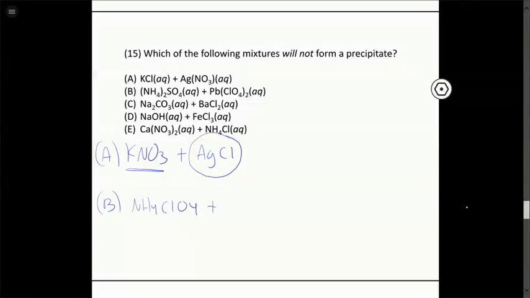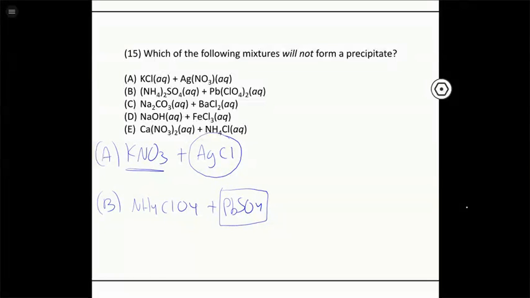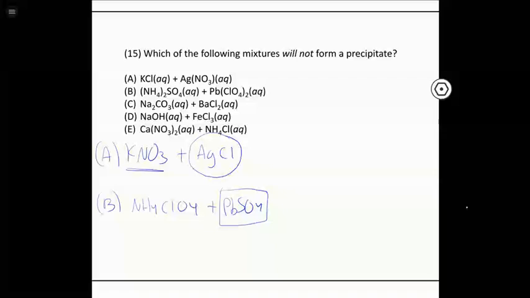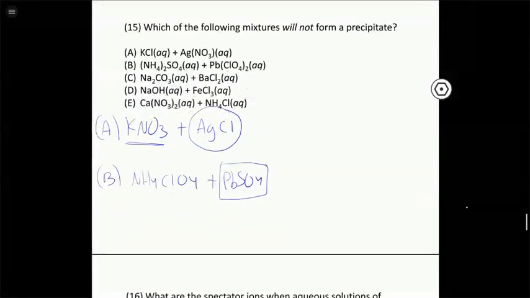It doesn't matter whether there's a coefficient or not. The second product is lead 2+ mixed with sulfate, so we get PbSO4. Lead is another one where it's going to form insoluble compounds unless it's paired with one of those special anions. Lead and silver, unless they're paired with nitrate, perchlorate, or acetate, are going to be insoluble. Lead and silver halides are insoluble, and lead and silver sulfates are insoluble. Anything else besides those few exceptions is going to be insoluble. So this forms a precipitate, lead sulfate, so that's not going to be our answer choice.